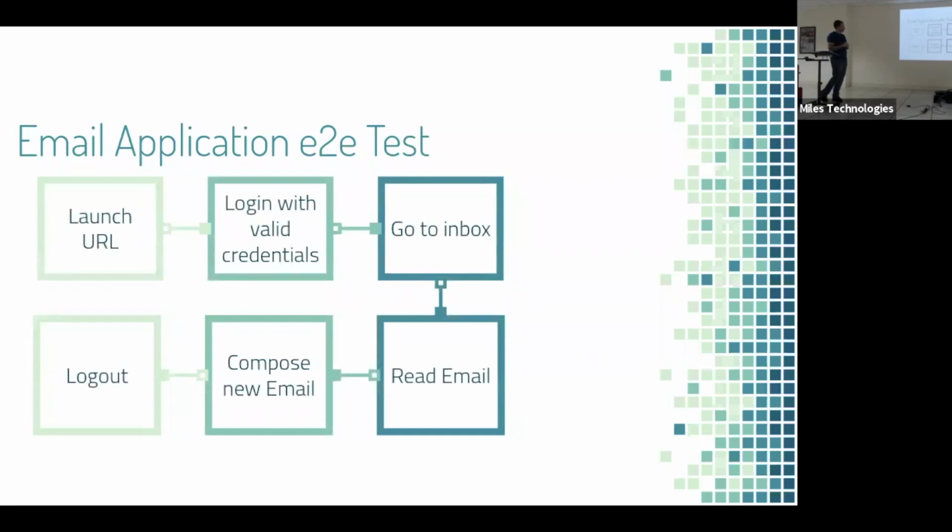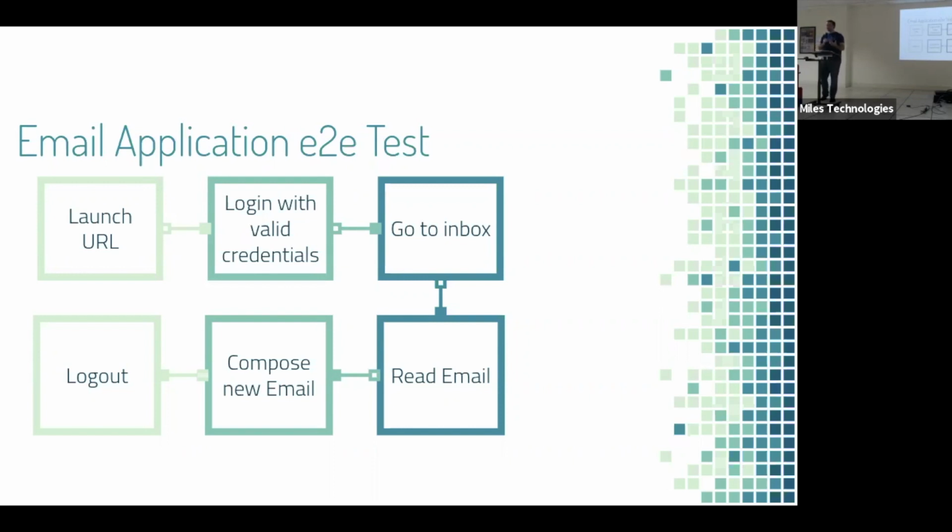Okay, so in this scenario, I've created a test that basically has 6 steps. The first thing it's going to do is launch the URL for your email application. Then it's going to log in, and the keyword is with valid credentials. We're not faking the login process. We're actually making a login request to the system. And that's good because that's probably the first point where your application is going to hit the database. So you're going to have the database interaction tested there. Then I'm going to go to the inbox. I'm going to read an email. I'm going to try to compose a new email. And then I'm going to log out.